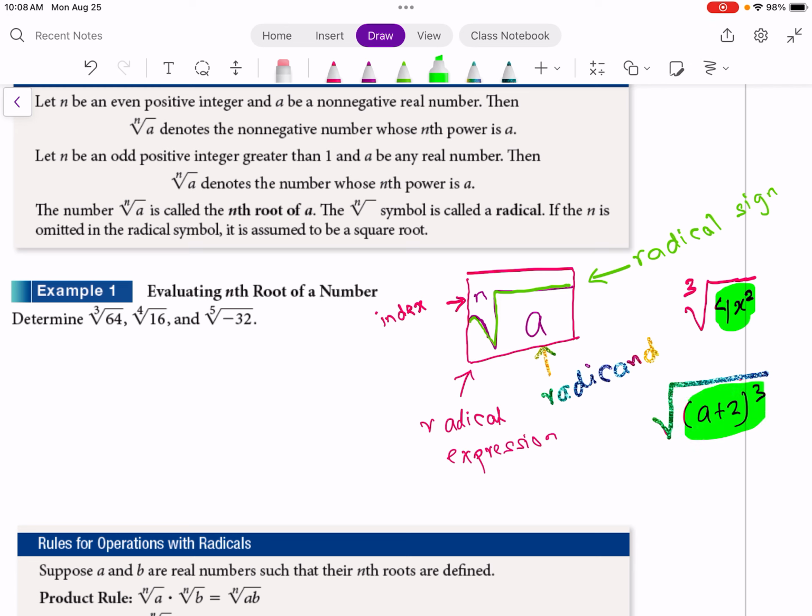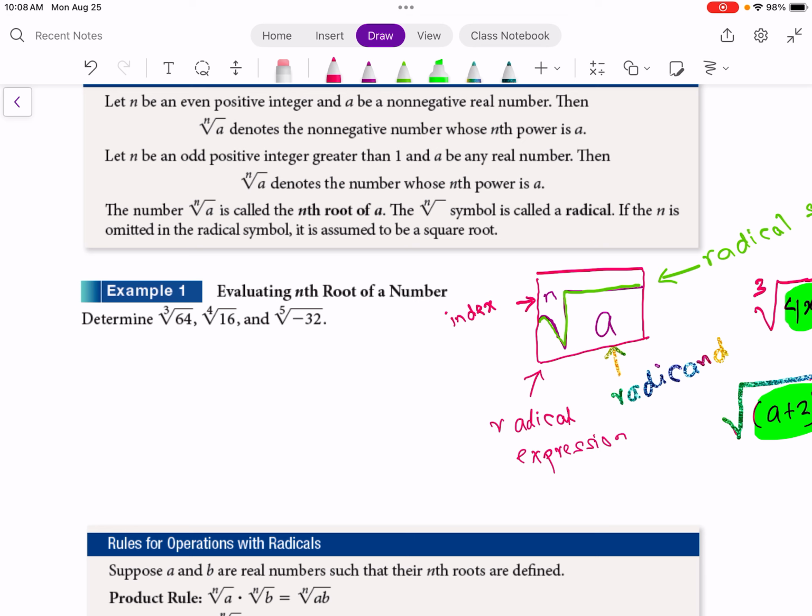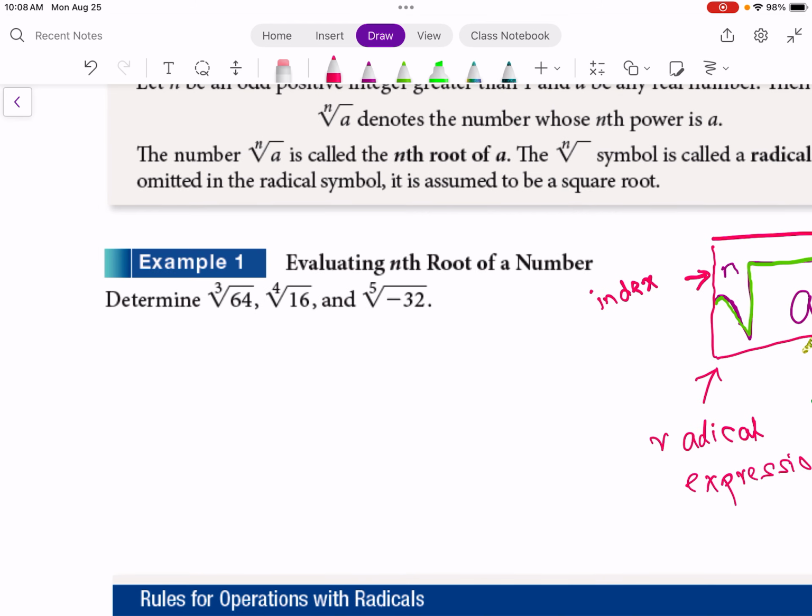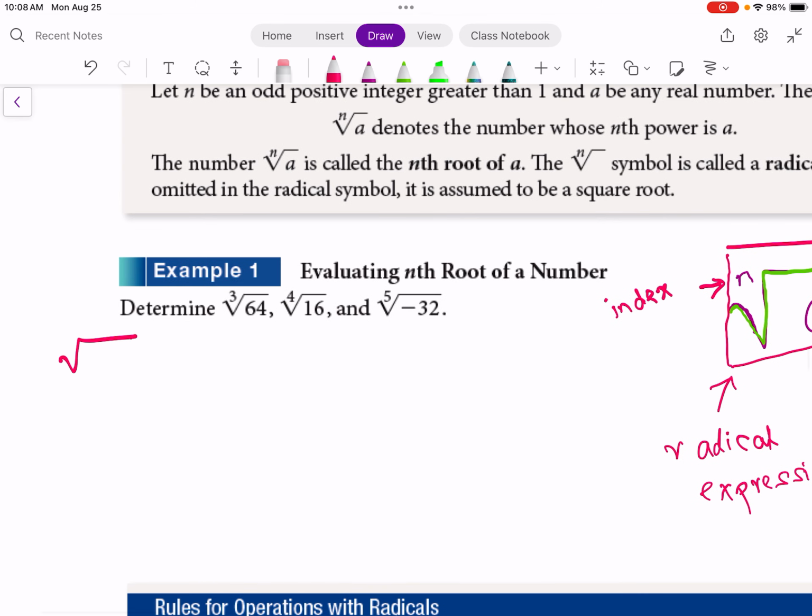Now here we have to find the nth root of a number. Let's start with the cube root of 64. Our index is 3, and the radicand is 64. Now you have to think of a number whose cube is 64. What is that number? 4. So the cube root of 64 is 4.